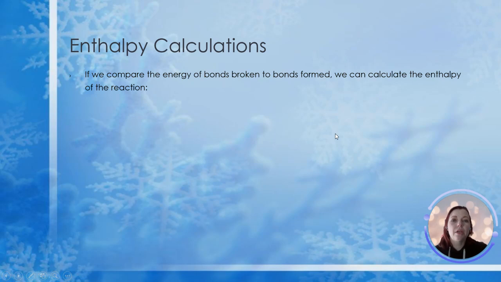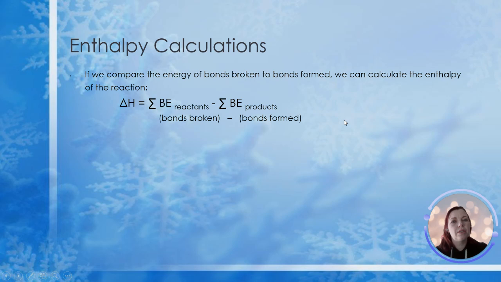So if we compare the energy of the bonds broken to bonds formed, we can calculate the enthalpy of the reaction like I was just mentioning, and this is the equation that we do for that. This is the only time in thermodynamics that we do reactants minus products. It is normally products minus reactants, but we flip it in this case.